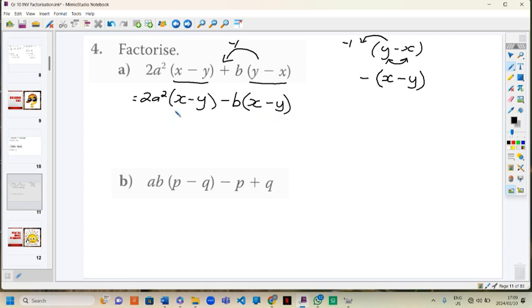Now look at those brackets. Do they look the same? Yes, so I found they look the same, so I'm going to take it out, x minus y. If I take out an x minus y here, what's left in this term? I've got 2a squared. If I take out an x minus y in this bracket, what's left? A negative b. Very good.